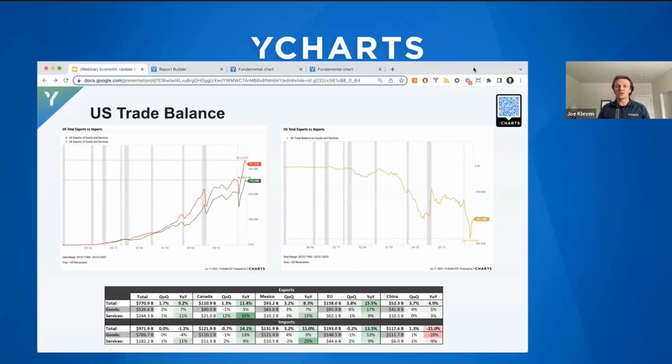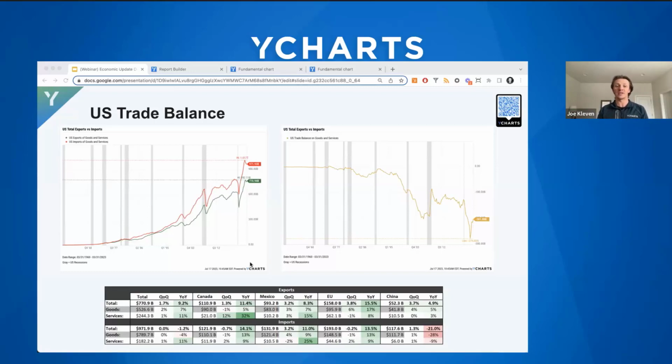And then pivoting over to US trade balance, we see on the left a chart of total exports versus imports, and then the trade balance, the chart on the right in yellow, which is essentially the spread between exports and imports. The table below shows how imports and exports have increased in all regions, except for China imports, which slumped 21% year over year. And we touched on a similar occurrence last quarter as well.